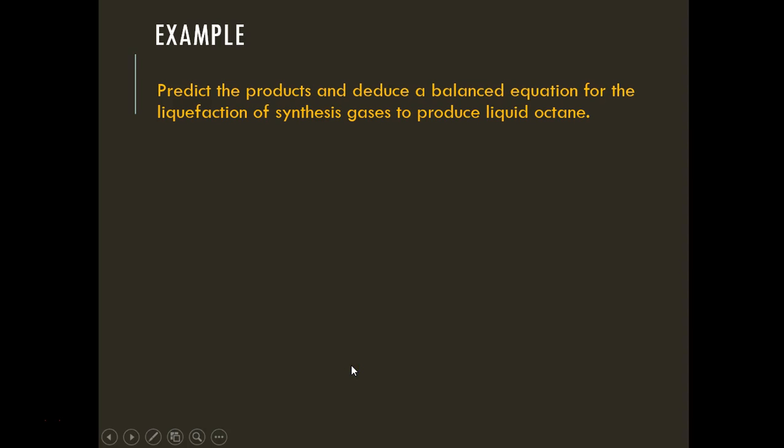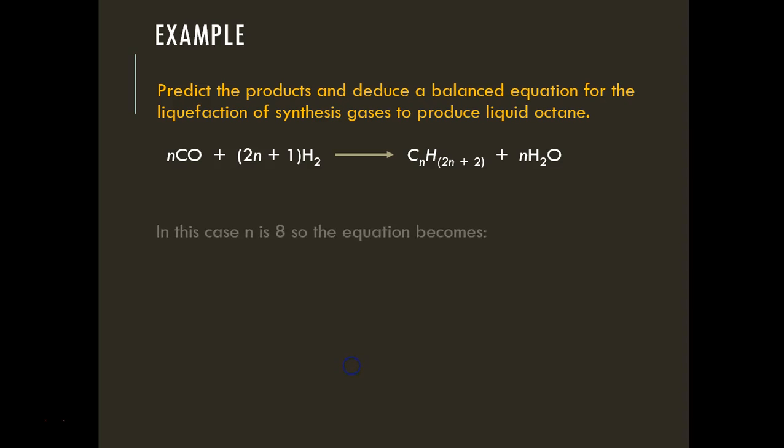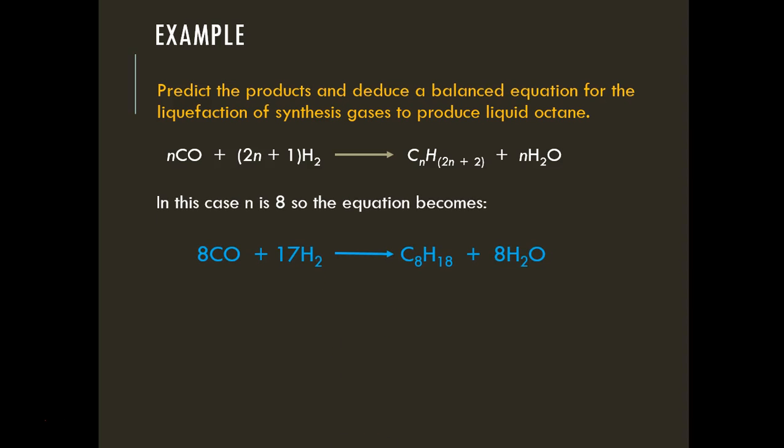So here's an example. It says predict the products and deduce a balanced equation for the liquefaction of synthesis gas to produce liquid octane. All right, so we know that our synthesis gas is carbon monoxide, and we're going to react it with hydrogen. We're going to produce the alkane octane and water. So in this case, n is going to be 8. So the equation becomes 8 CO plus 17 H2, making your octane, C8H18, and 8 moles of water. So again, if you have the general form, you get the coefficients, but if not, you just have to know that carbon monoxide and hydrogen are the reactants, and the alkane and the water are the products.